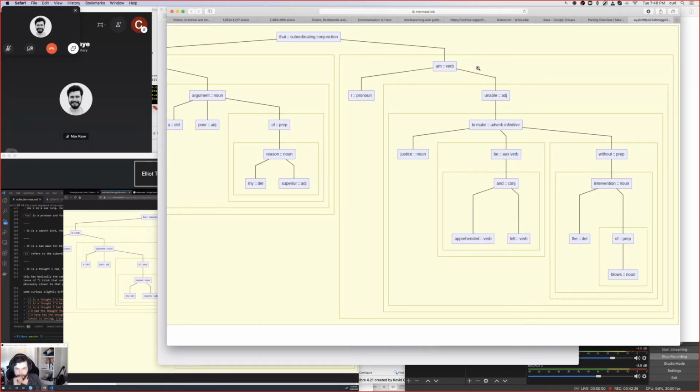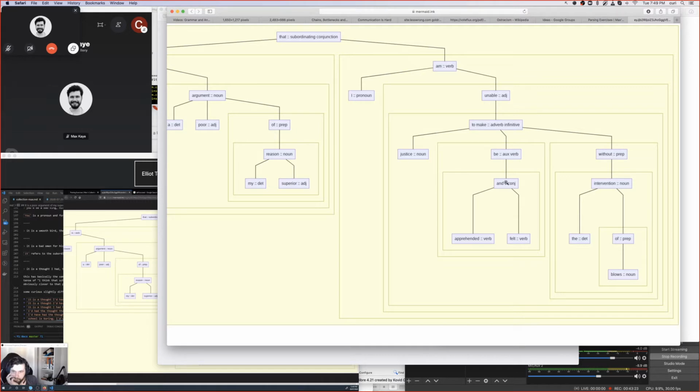Okay, so I am unable, and then unable to make, adverb. So the "be" is the auxiliary verb. Yeah, I'm not sure, this is the type of inability: inability to make something. That seems right. And the thing we're unable to make is justice, so this is the object of "to make." I'm not sure about this "be" at first, but I'll check the other part. So we have "without intervention," so preposition, noun, and then type of intervention of blows and the modifier. Okay, that looks reasonable.